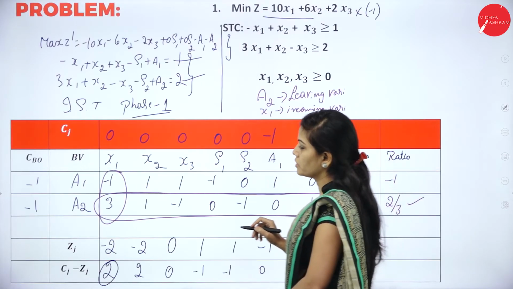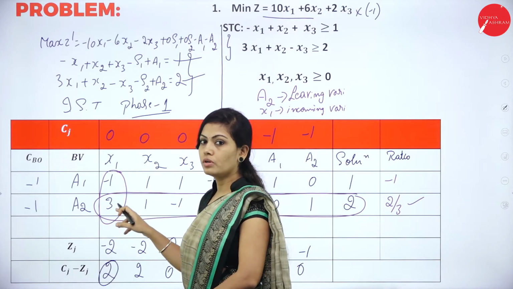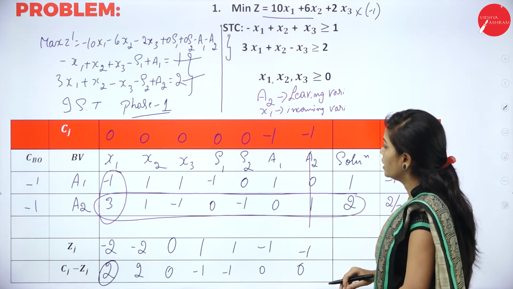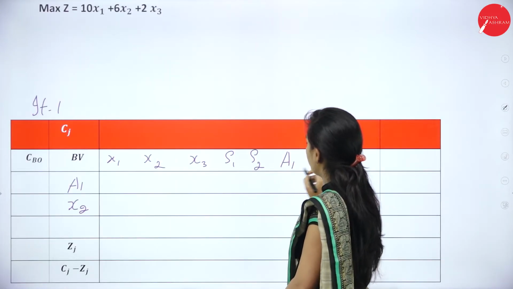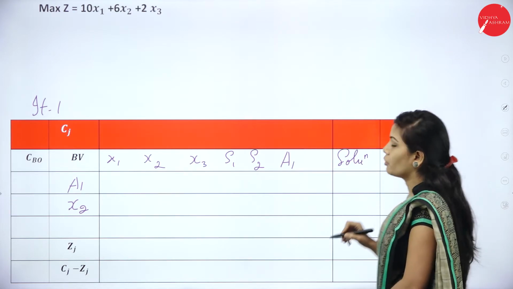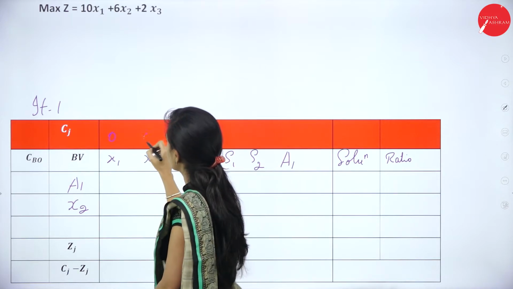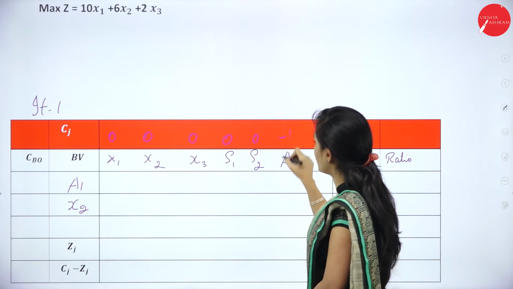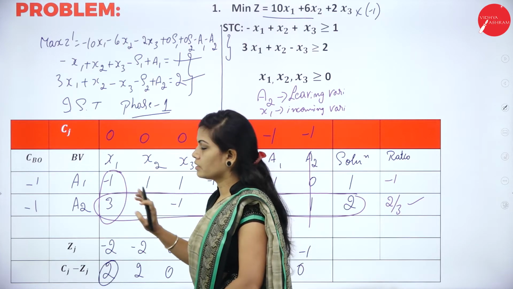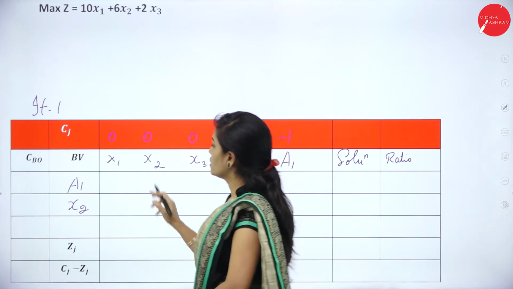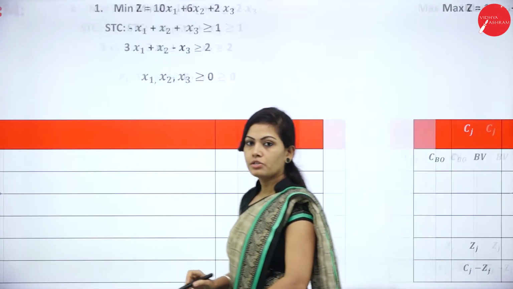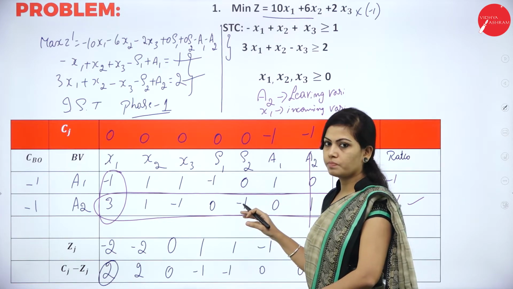And now you can observe this. I have deleted this a2 row. I can delete this a2 column in the next iteration. So I am deleting this a2 column also. So I'll write only a1 and solution and ratio. Now again all the coefficient values are 0 except this artificial variable. And now a2 is replaced by x2. So here x2 coefficient is 0, a1 coefficient is -1. So here you can replace the old values.